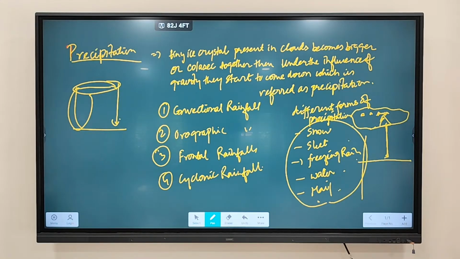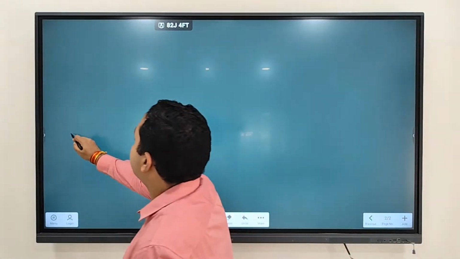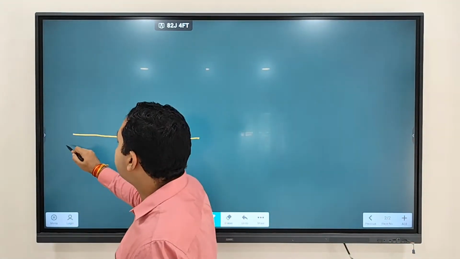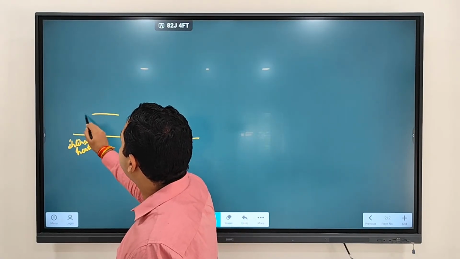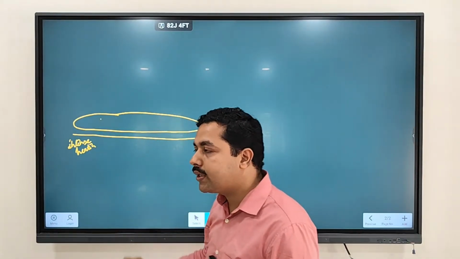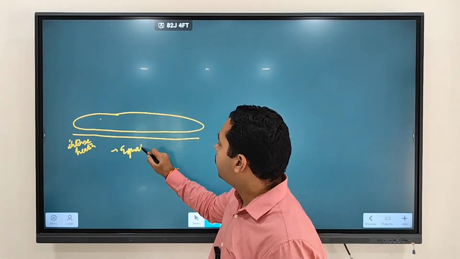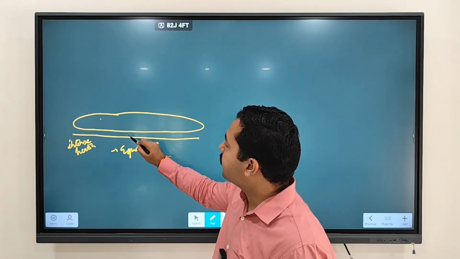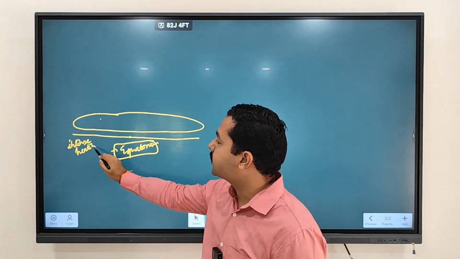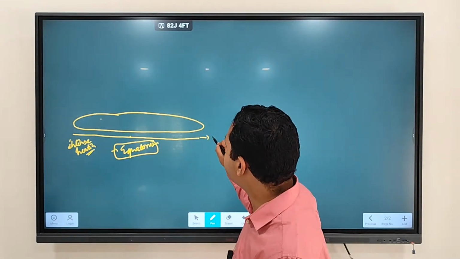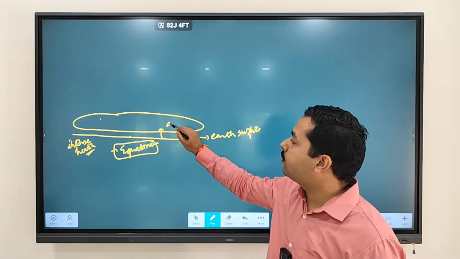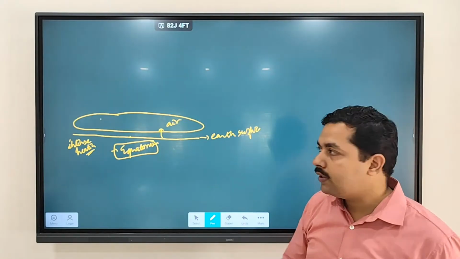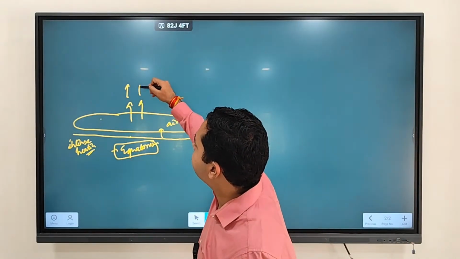Fine. What is convectional rainfall? Convectional rainfall occurs in those areas where there is intense heating. More amount of sunlight is there. Clear? Like in the equatorial region, you're going to find which type of rainfall? Convectional rainfall. As we discussed, the equator receives more sunlight, intense heating is there, the earth's surface is heated. What will happen to air? Air in contact with the earth's surface also gets heated. Fine. This heated air starts to rise up.